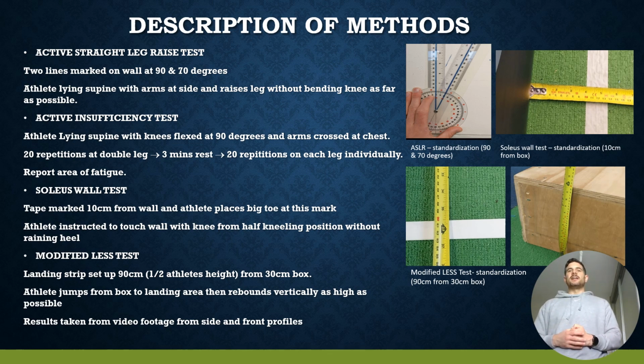For the active straight leg raise, 2 tape markers were placed on the wall. The first was 90 degrees from the hip joint and the second was 70 degrees from the hip joint. This was the area designated as a pass for the test. The angles were measured using a goniometer.